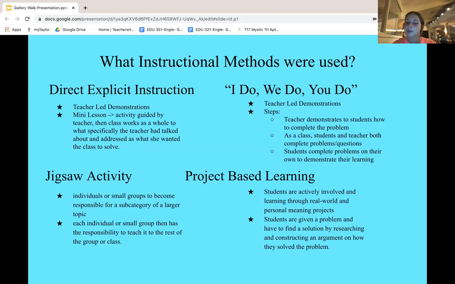So then my final one was project-based learning, where students were actively involved in learning through real-world and personal meaning projects. So I had asked the teacher what the kids were really interested in at this point in time during the semester, and she told me that they were really interested in airplanes because they had just learned about force and velocity and speed. And so I was like, oh, this is perfect. They can research about airplanes, and then they can use that as a student-centered lesson to incorporate the engineering process when designing an airplane and seeing if your airplane is going to fly, and just finding a solution and showing how they solved the problem.